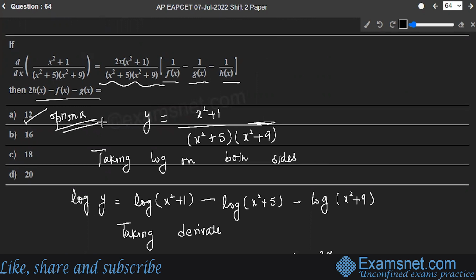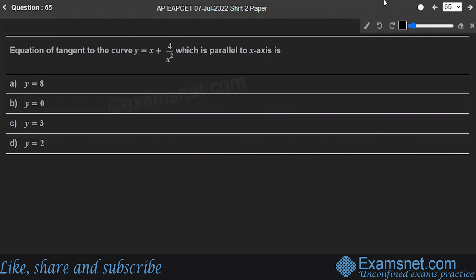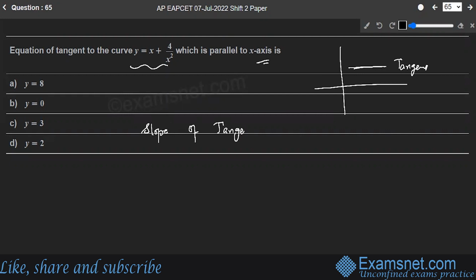Hope you're clear with this. Question number 65: the equation of the tangent to this curve, which is parallel to the x-axis. So this is the x-axis and the tangent is parallel to the x-axis, which simply means the slope of the tangent is zero. You are given the curve equation as y is equal to x plus 4 upon x squared.